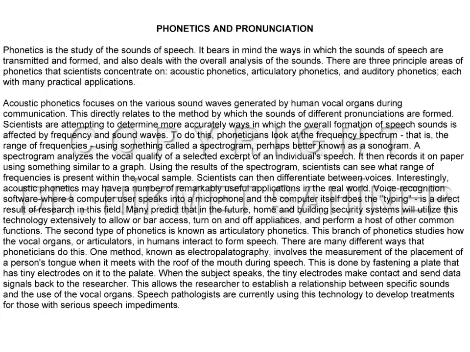A spectrogram analyzes the vocal quality of a selected excerpt of an individual speech. It then records it on paper using something similar to a graph. Using the results of the spectrogram, scientists can see what range of frequencies is present within the vocal sample. Scientists can then differentiate between voices.